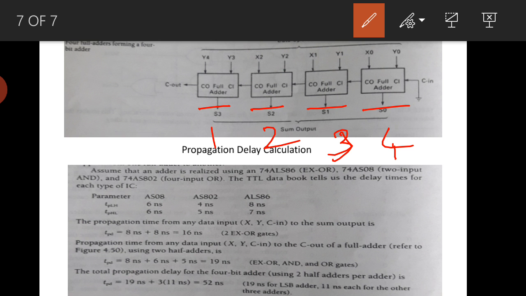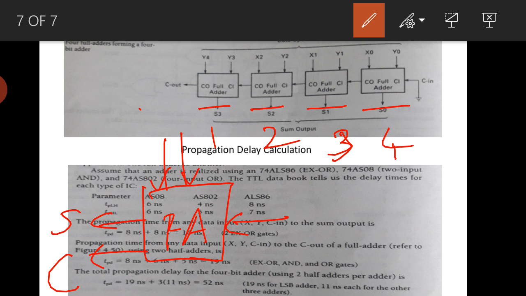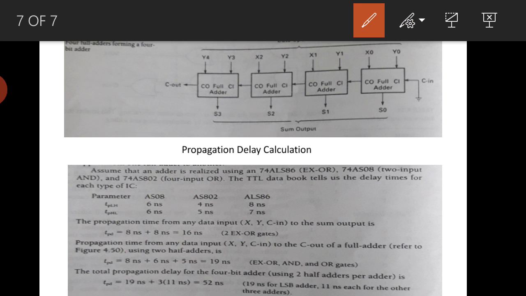One full adder, we know what it means. If you take one full adder, there will be 3 inputs and 2 outputs, sum and carry, and here it is x, y and z. So a full adder means 3 inputs and 2 outputs.